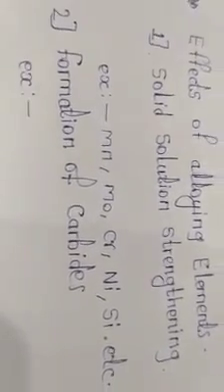Now the second topic is the formation of carbides. Some alloying elements combine with the carbon and form carbides. The alloy carbides so formed increase the hardness and wear resistance. Examples of this are chromium, tin, manganese, vanadium, etc.